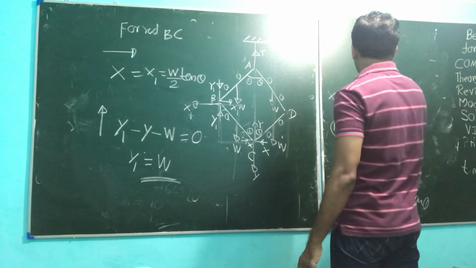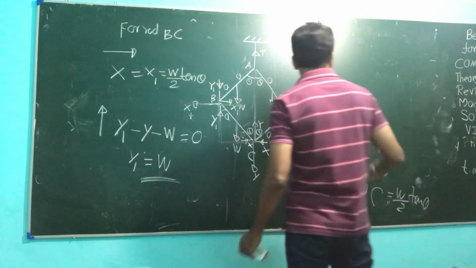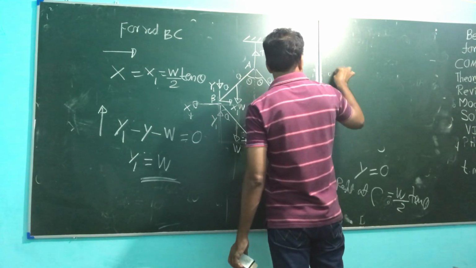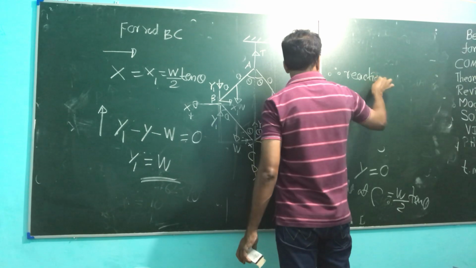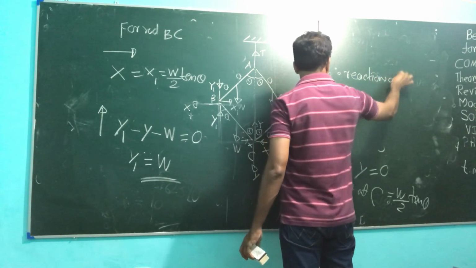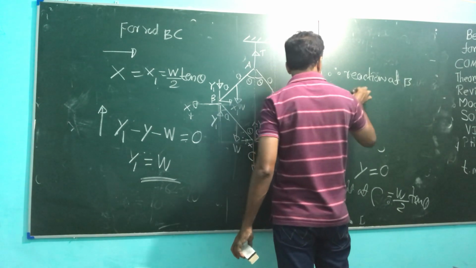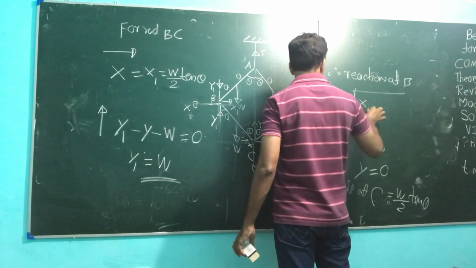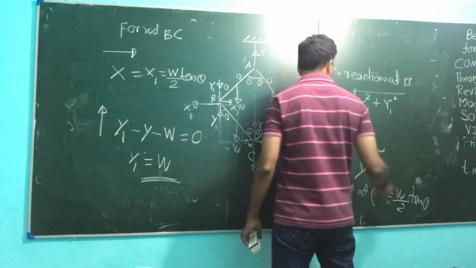Then come to the reaction at B. Therefore, the resultant reaction at B. What is the reaction at B? Square root of x1 square plus y1 square.